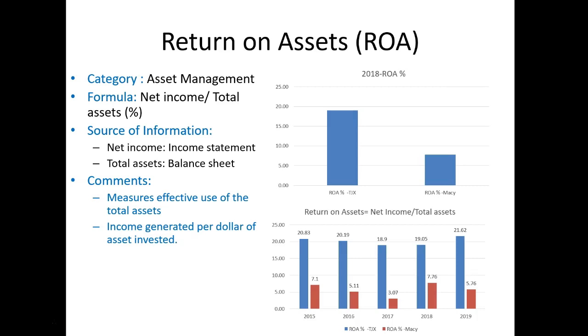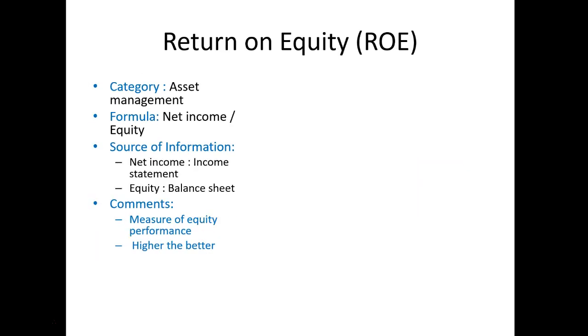And because we are normalizing it, we can make comparisons between these two companies, even though one company is slightly bigger. TJ Maxx is slightly bigger in terms of total sales: TJ Maxx is 40 billion and Macy's is 25 billion, but by ratio you can make these comparisons. So overall, looking at return on assets, TJ Maxx is doing a much better job than Macy's. Let's look at return on equity.